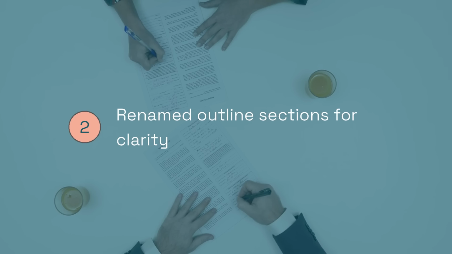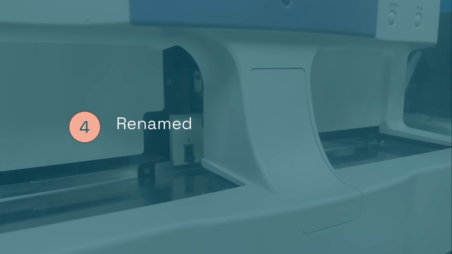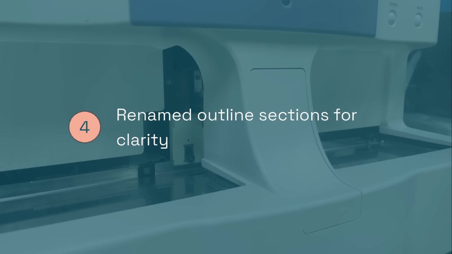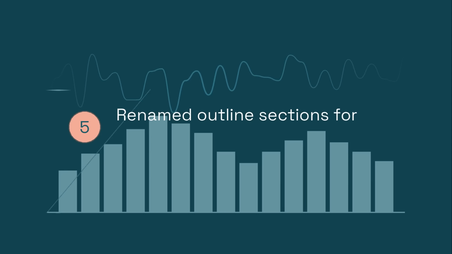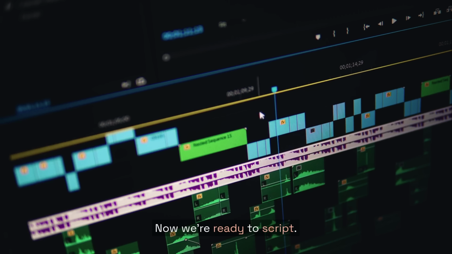Part 1, the click test. Part 2, the first 30 seconds test. Part 3, the would I save this test. Part 4, the retention graph test. Part 5, the consistency window. Once this feels tight, I lock it in as my outline. Now we're ready to script.